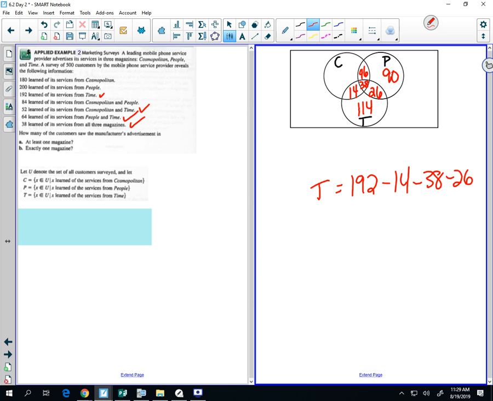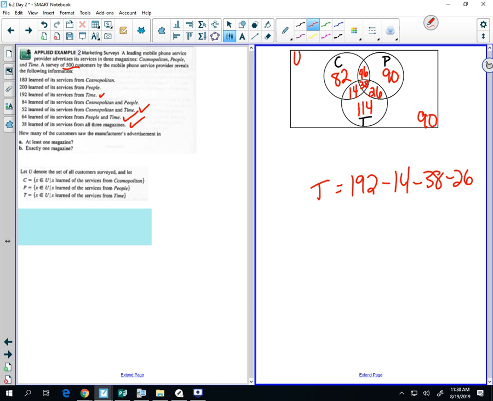And Cosmo had 180 altogether. So again, I'm going to subtract from all of those. And I think that I get 82 on that. And here's my universal set. My question is, does that add up to 500 customers? 82 plus 46 plus 14 plus 38 plus 26 plus 90 plus 114 adds up to 410. So there's 500 altogether. So that means there's 90 out here.